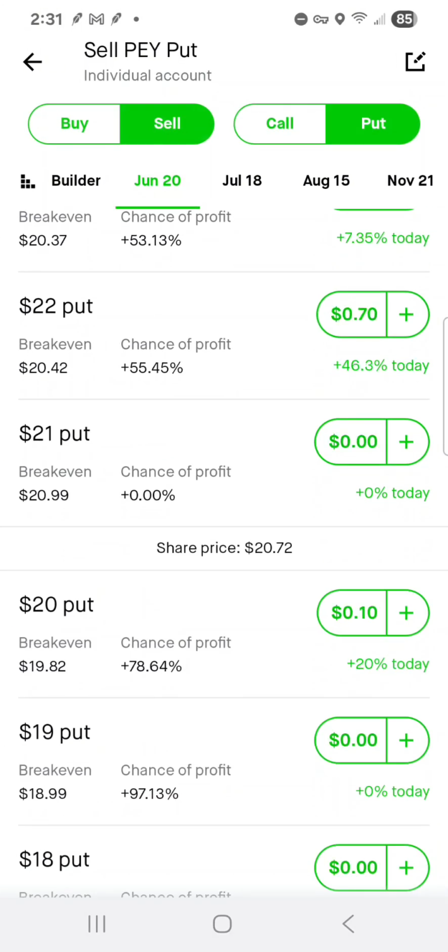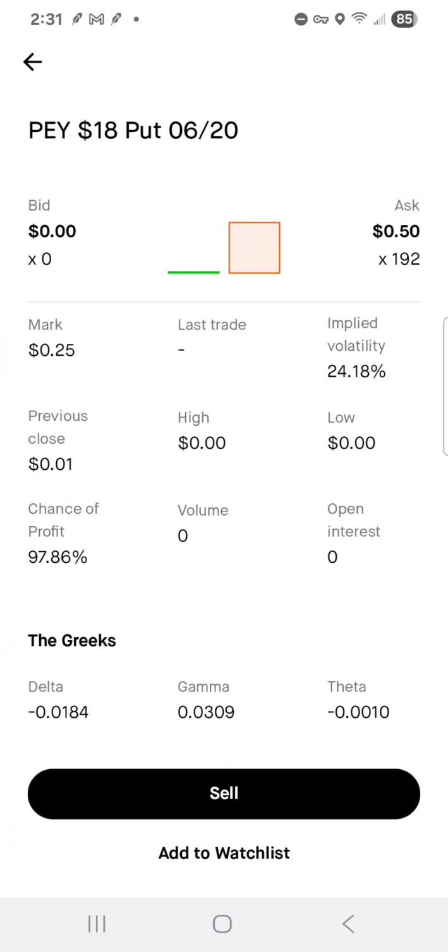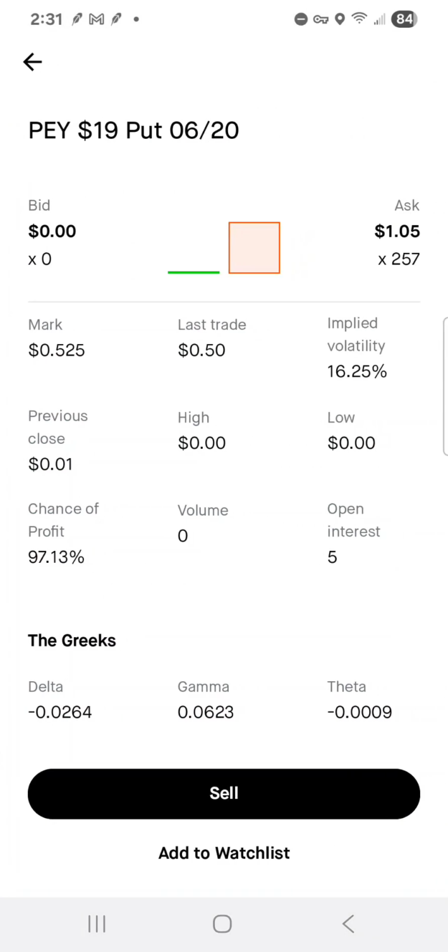Going a month out, selling a put. The $18 strike is where it found resistance in recent time. But you can see volume is 0, open interest is 0. If you attempt to place a trade on this, no one's buying or selling. So we're going to have to bump up that strike price a little bit. Let's check out the $19 put. No volume, very little interest. Okay.